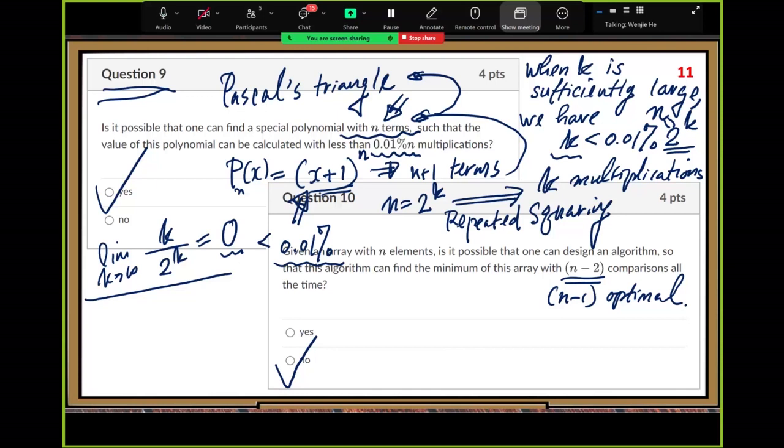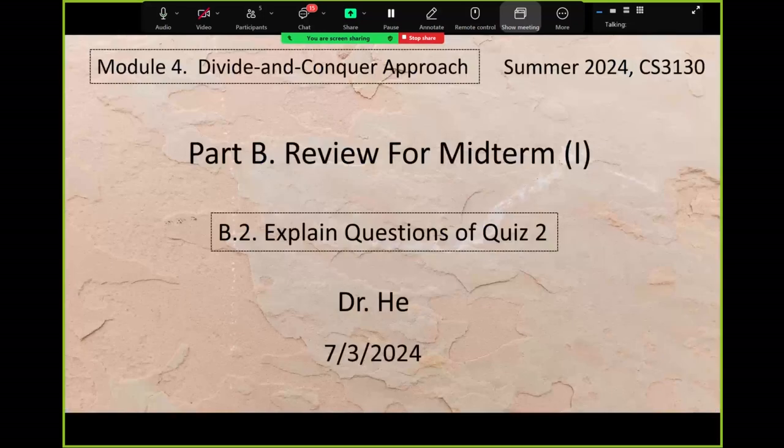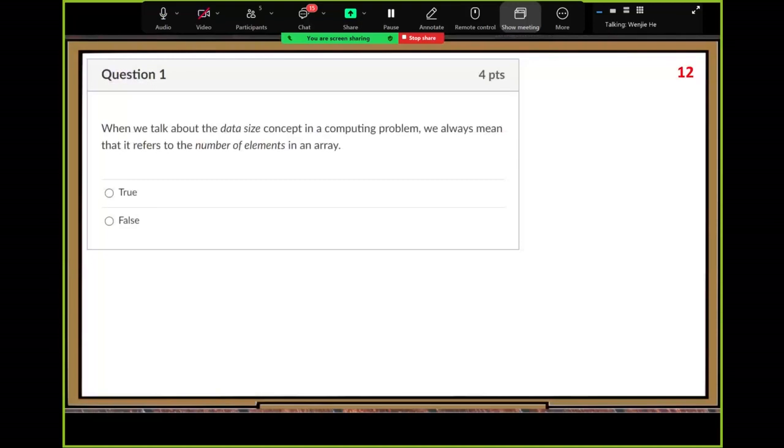Then question 1 from quiz 2. When we talk about the data size concept in the computing problem, we always mean that it refers to the number of elements in an array. We talked about this in class. False, because there is another case. This is just one case, but there is another case: the magnitude of the number. How large is n?